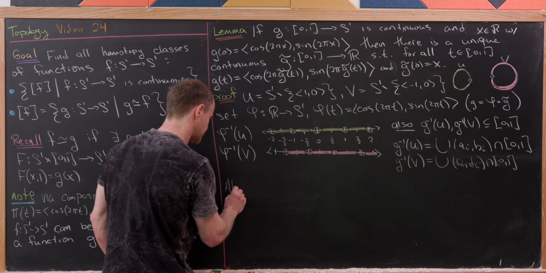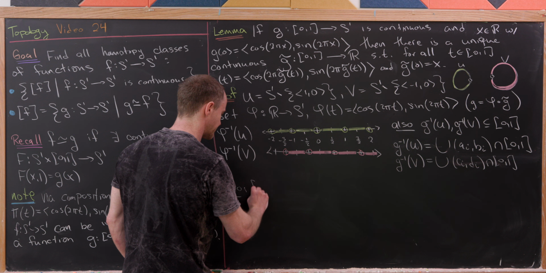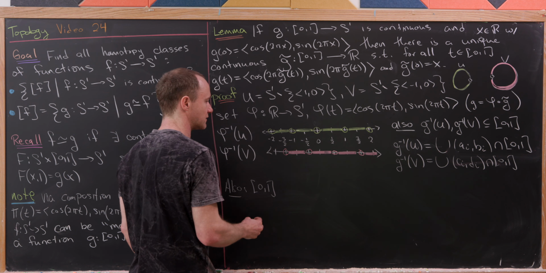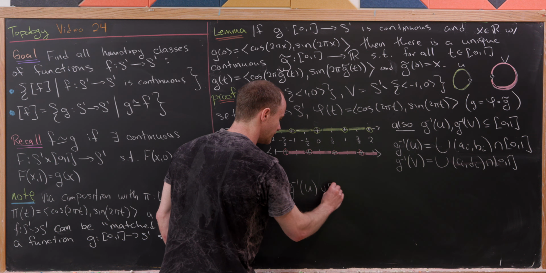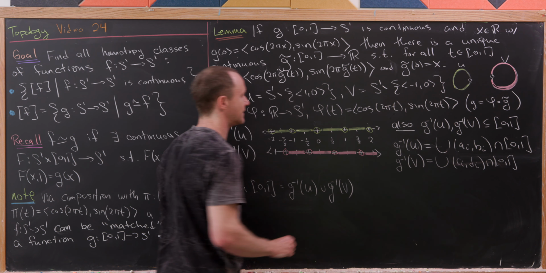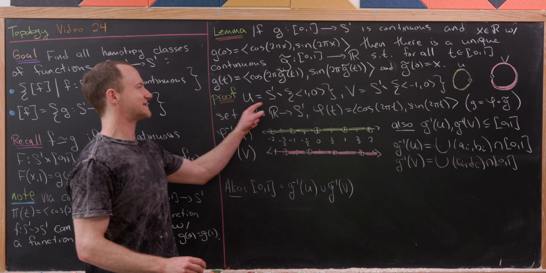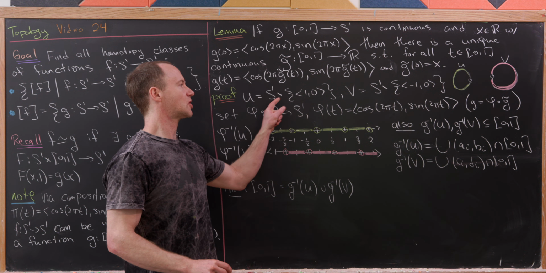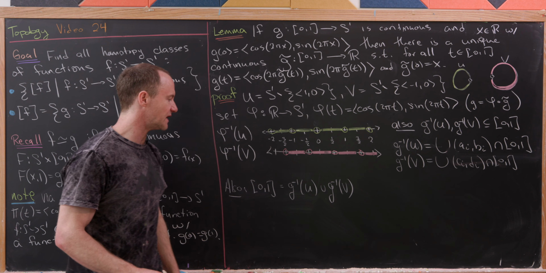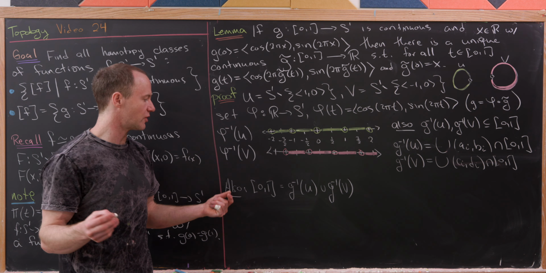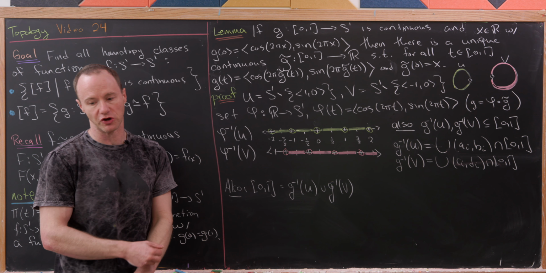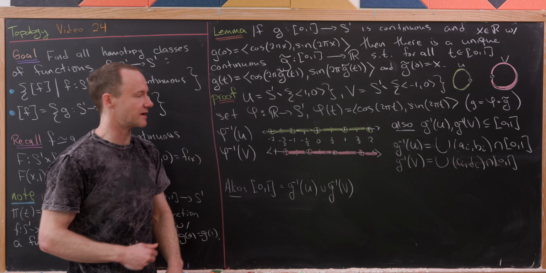Now let's also observe the following, and I think this is pretty clear, that the closed interval [0, 1] is equal to the pre-image of u union the pre-image of v. That's because u and v together make up the whole codomain. So if we take the pre-image of the whole codomain, we're going to clearly get the whole domain, which is essentially what's going on right here.